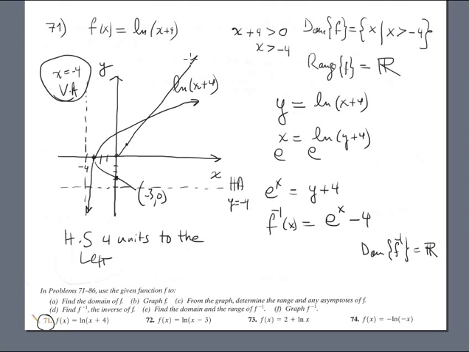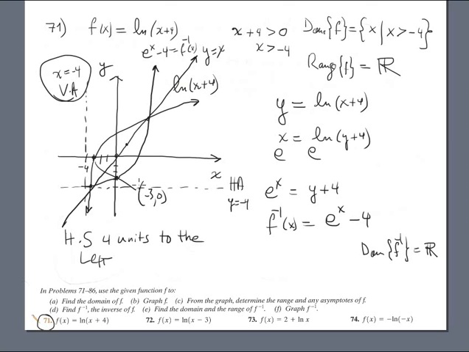This is the identity. Okay, help me to do the graph. So now the graph looks like that, something like that. This point and this point are also common. And this is e to the x minus 4, which is the inverse function.